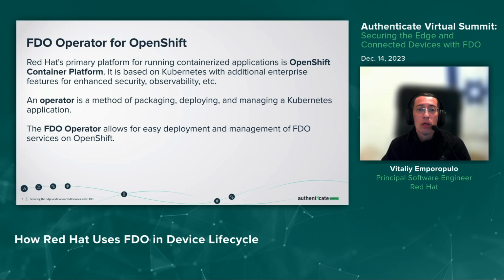As you probably know, the primary Red Hat platform for running containerized applications is OpenShift Container Platform. It is based on Kubernetes with additional enterprise features such as enhanced security, observability, etc. And one of the methods for packaging, deploying, and managing Kubernetes applications is the operator. So we have developed an FDO operator. That operator allows for easy deployment and management of FDO services on OpenShift.